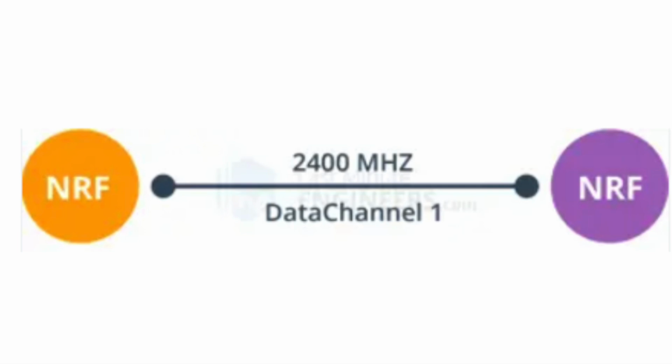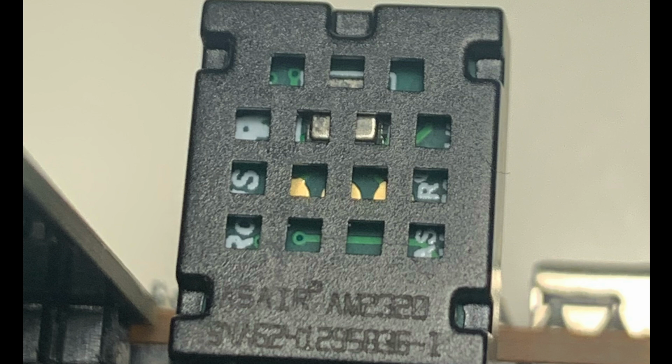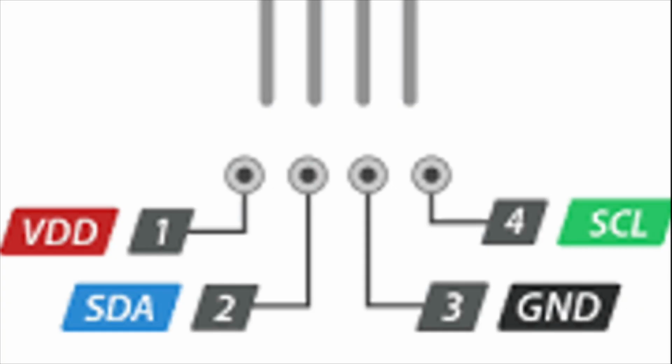Both the TX and RX communicate with the NRF24L01 via SPI. Unique pipe addresses are used to ensure reliable point-to-point data transmission. The AM2320 digital sensor communicates over I2C to provide both temperature and humidity data to the Nano.